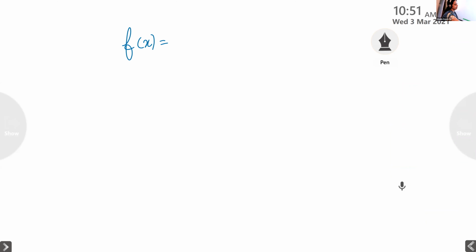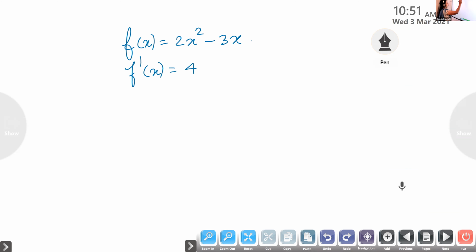So we are finding f dash of x. Okay, we'll say f of x is increasing if f dash of x is positive, and it is decreasing if f dash of x is negative. So you find f dash of x. Here, f dash of x is 4x minus 3. In the previous questions, we got f dash of x as a number, like 7 or 3. So we are able to check whether f dash of x is positive or negative.